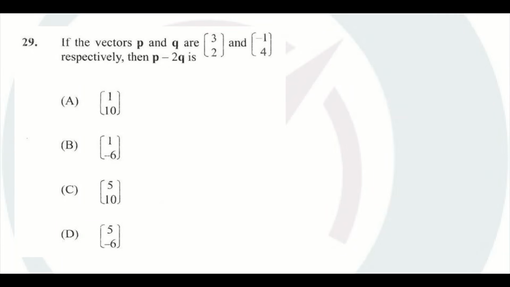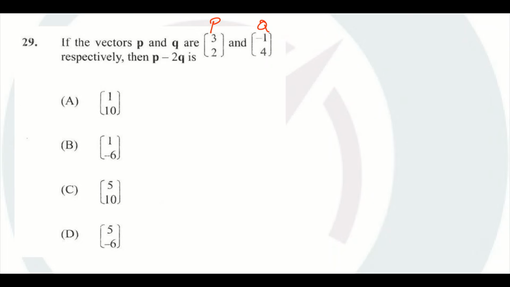If the vectors P and Q are (3, 2) and (-1, 4) respectively, then P minus 2Q is. I said 3 over 2, I'm sorry, it's just 3, 2. I don't know why that keeps coming in my head. So this vector is our P, this is our Q.